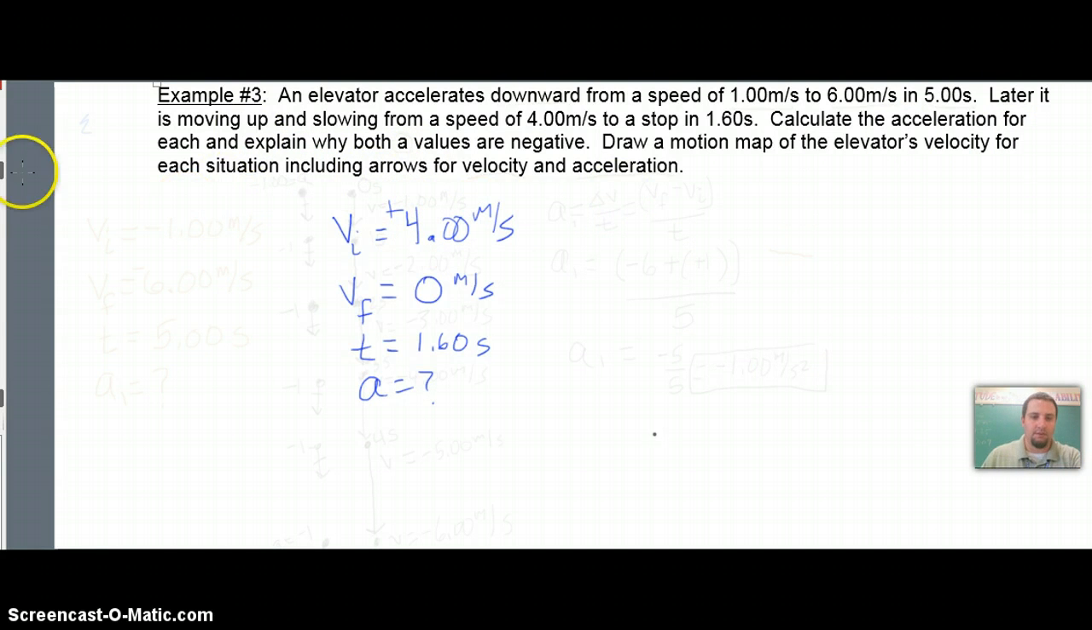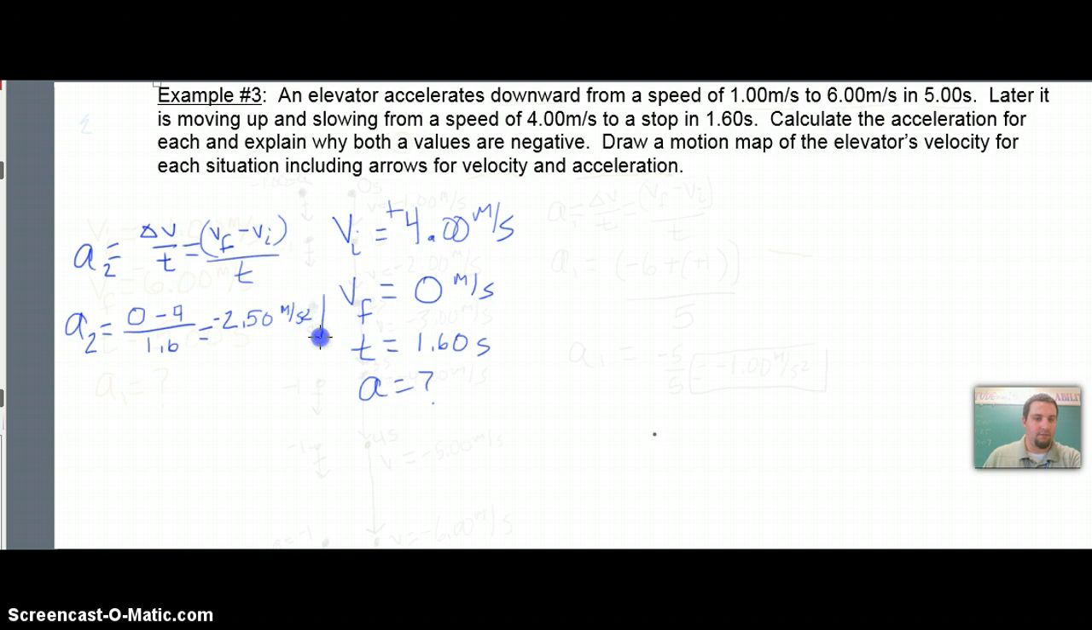So let's go ahead and do this. Let's just find the acceleration quick. The acceleration is change in velocity over time. We can call this acceleration 2. Remember, change in velocity is final minus initial velocity divided by time. Let's plug in our numbers. This is the equation with variables. Let's plug in our numbers here. Final velocity is 0. Initial velocity is 4, divided by 1.6. And that will give an acceleration of -2.50 meters per second squared.